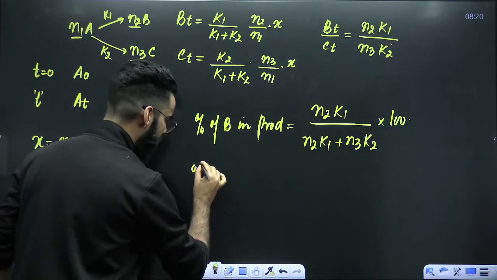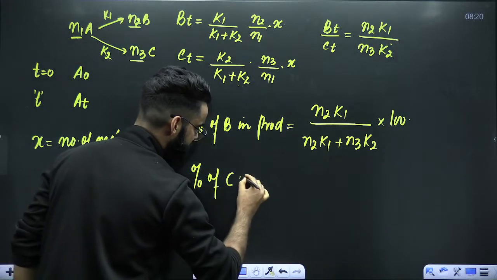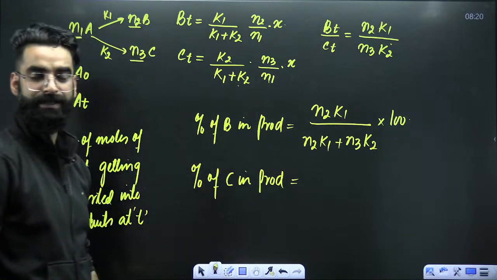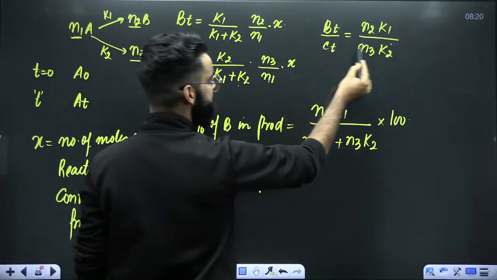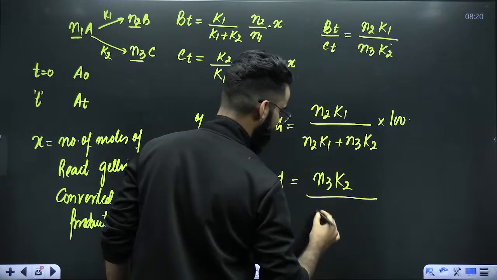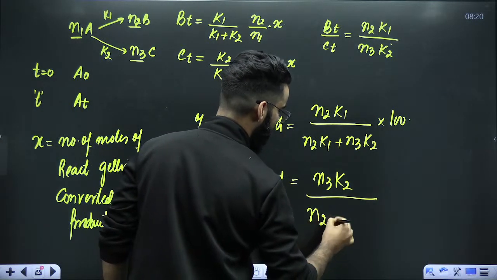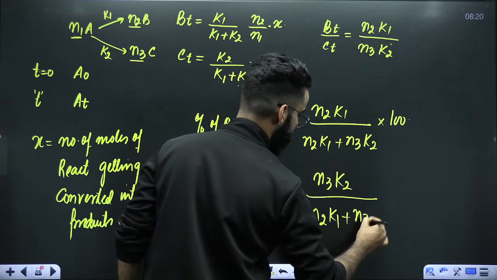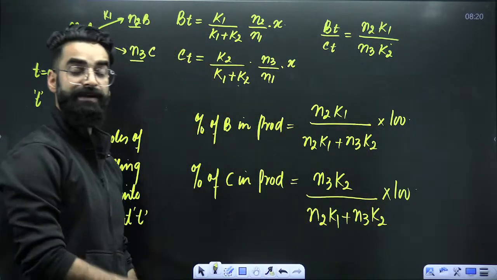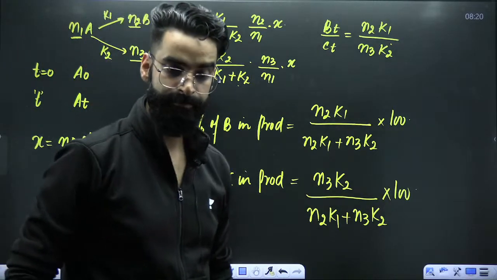If they ask you about the percentage of C in the products at time t, for example, see, in front of C, what do you have? N3K2. So you'll write N3K2 divided by what? Divided by N2K1 plus N3K2 multiplied by what? Multiplied by 100. This will give you the percentage of C in the products, right?